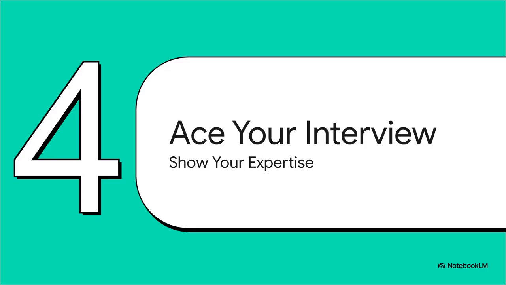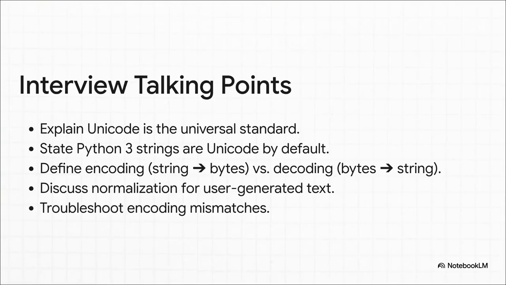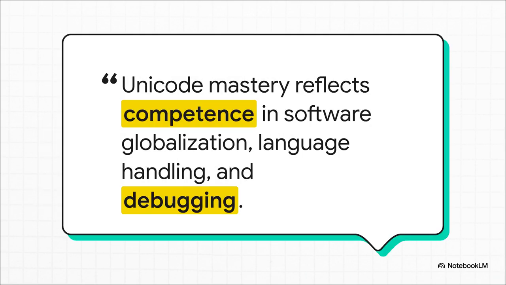All right, so you get the mechanics. Now for the payoff. How do you take all this knowledge and use it to really impress a hiring manager and ace that technical interview? When you're in that interview, these are the points you want to hit. You want to confidently explain that Unicode is the universal standard. You want to mention that Python 3 makes our lives easy by making it the default. Then you cleanly explain encoding versus decoding. And for bonus points, you talk about why normalization is so critical for user input and how you debug a common UnicodeEncodeError.